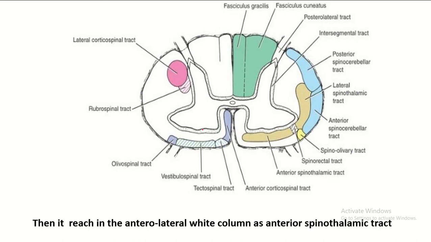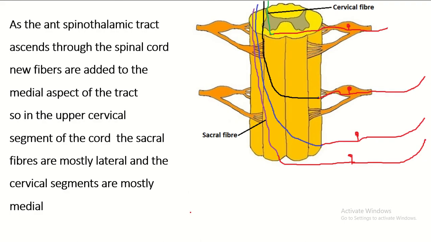This is the cross section of the spinal cord. This is the anterior horn. In front of the anterior horn, this is the location of the anterior spinothalamic tract, and this is the location of the lateral spinothalamic tract. Now the arrangement of the fibers within the spinal cord. When the fibers go to the opposite side, you see the sacral fibers situated most laterally and the cervical fibers situated medially.